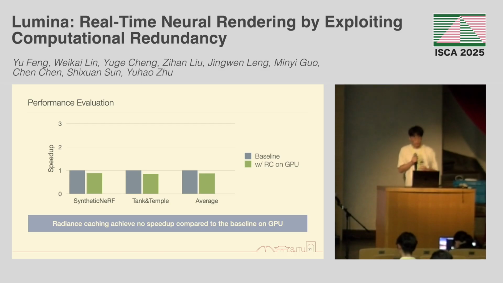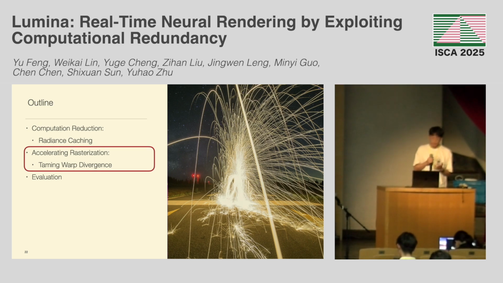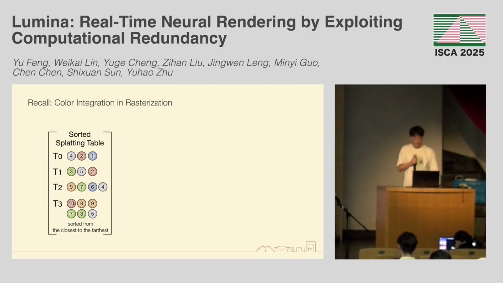Then we show the results by directly implementing our idea on mobile GPU. The result shows that even though we can reduce the overall computation, we show no speed up. And actually, we show some performance degradation. And you might wonder, why is that? In the second part of my talk, I will explain why there's a performance degradation and how we address it. Now, let's first recap the color integration process in rasterization.